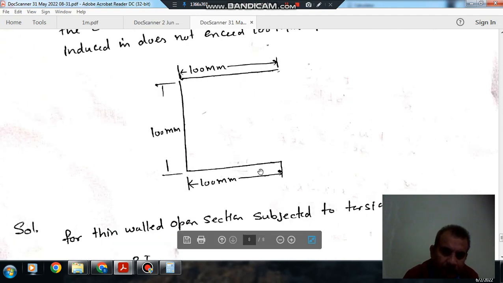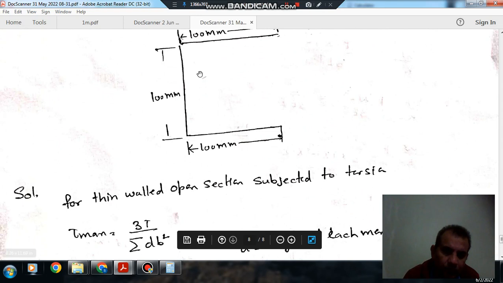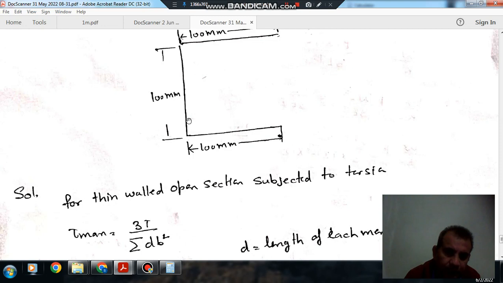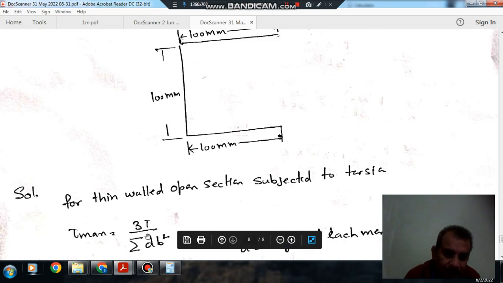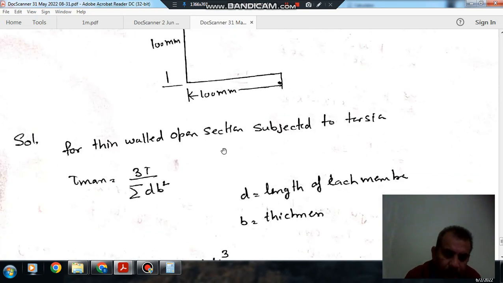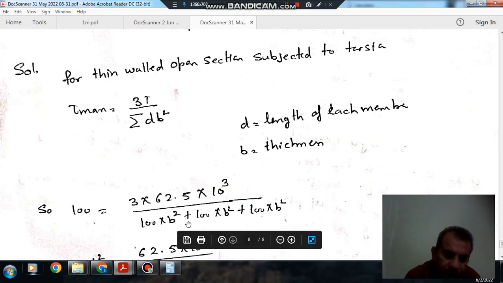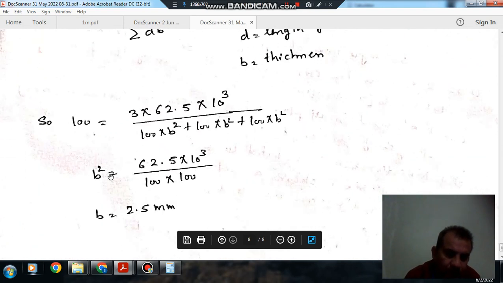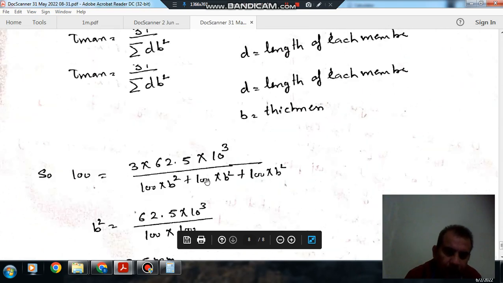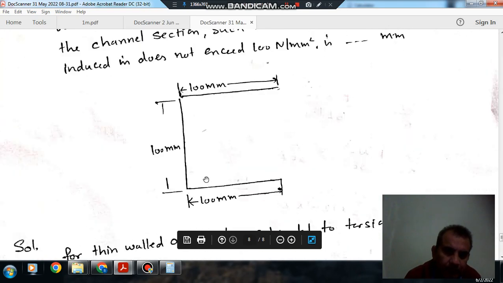So this is 100 mm, this is 100 mm, this is 100 mm. Now this is your thin wall section and open section. For the thin walled open section, the tau max is given by 3T divided by summation of d b square, where d is length of each member. Here the length is 100 mm, this is 100 mm, and b is thickness. So there are three members, so it will be 100 b square plus 100 b square plus 100 b square. Tau max is given as 100, so from this we get b as 2.5 mm. So answer is 2.5 mm.